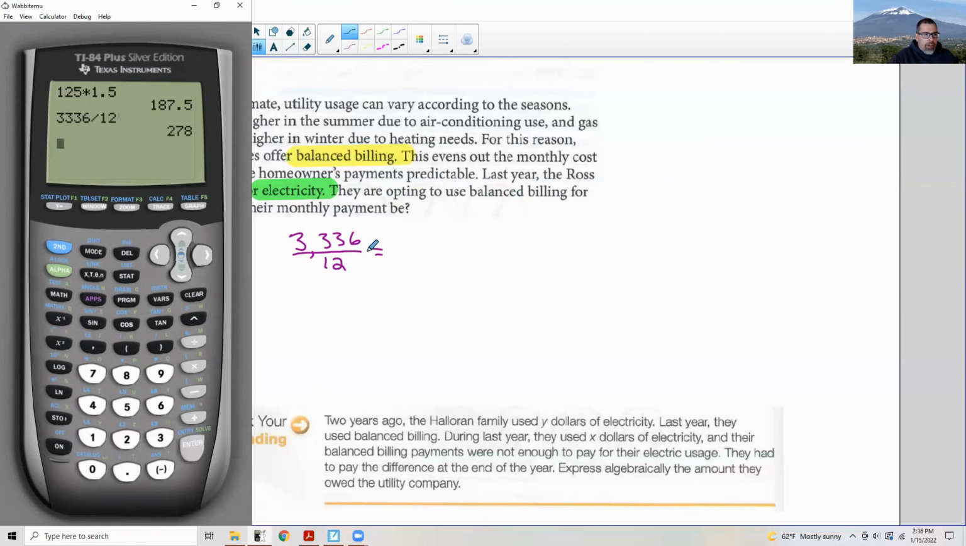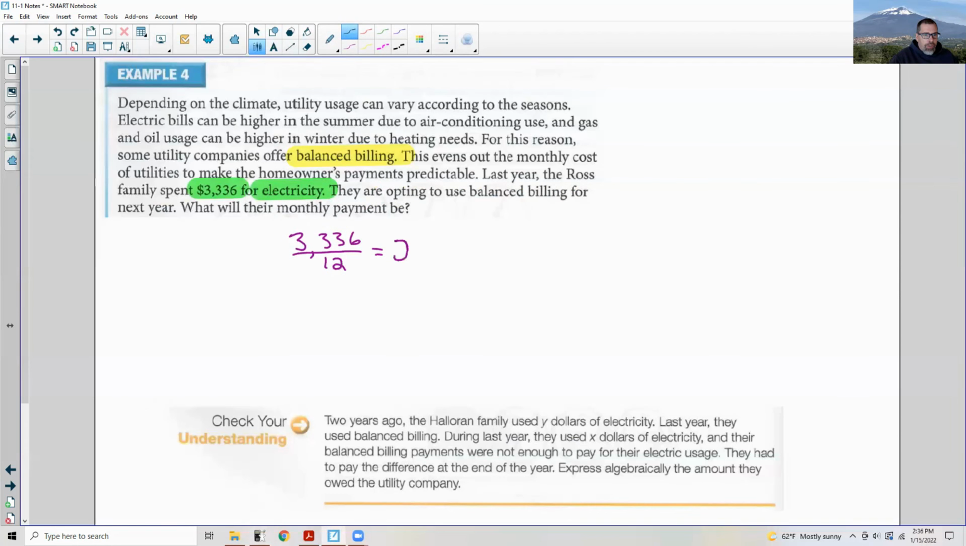Okay, so I put that in my calculator and I got an average of $278. So the Ross's monthly payments then would be $278 a month rather than smaller bills when they aren't using the electricity and a huge bill in the summer months when they are. Okay, evening out to $278 a month.